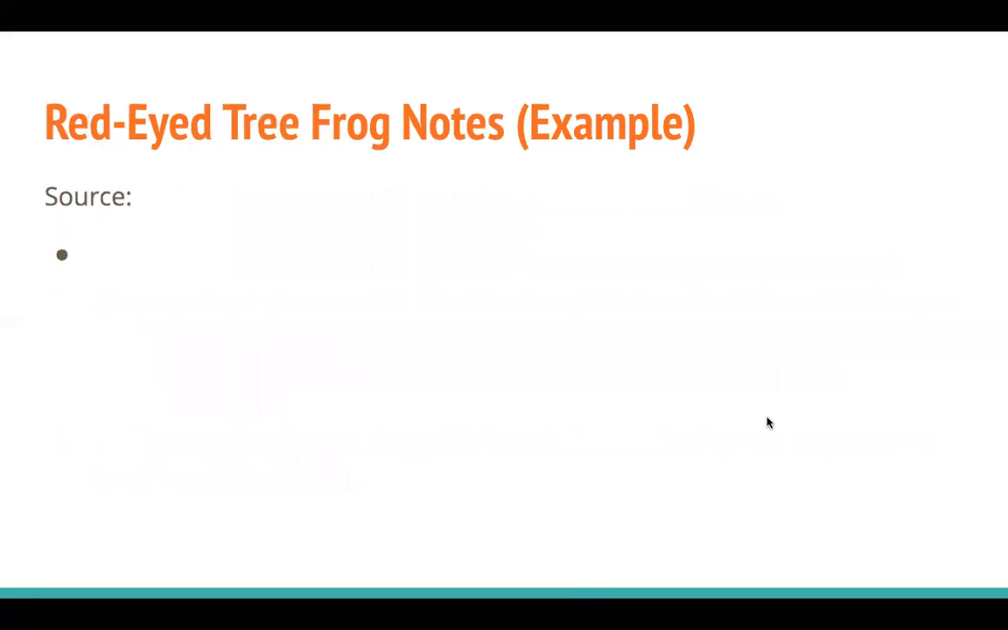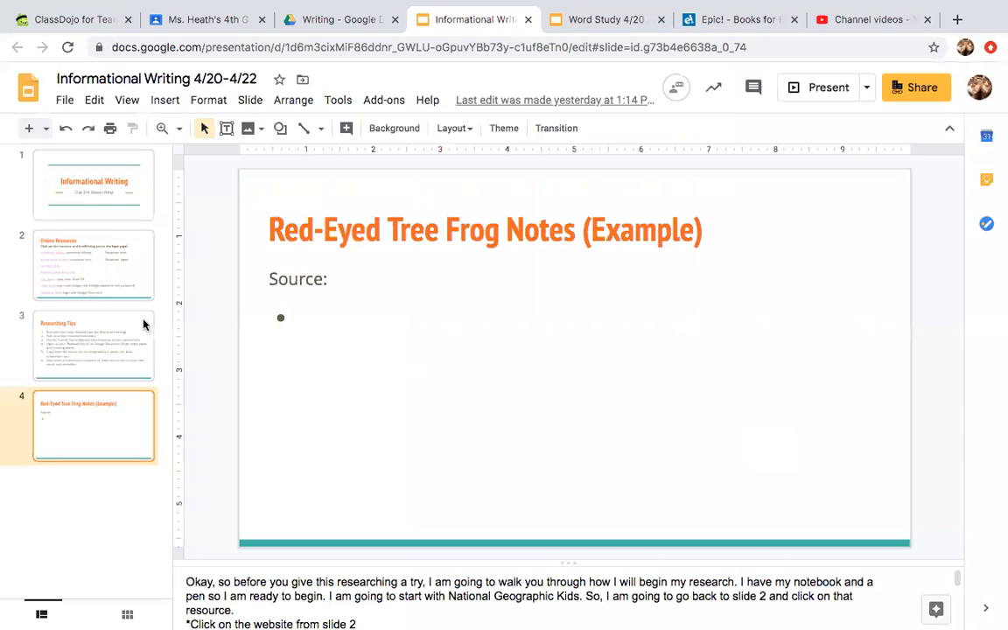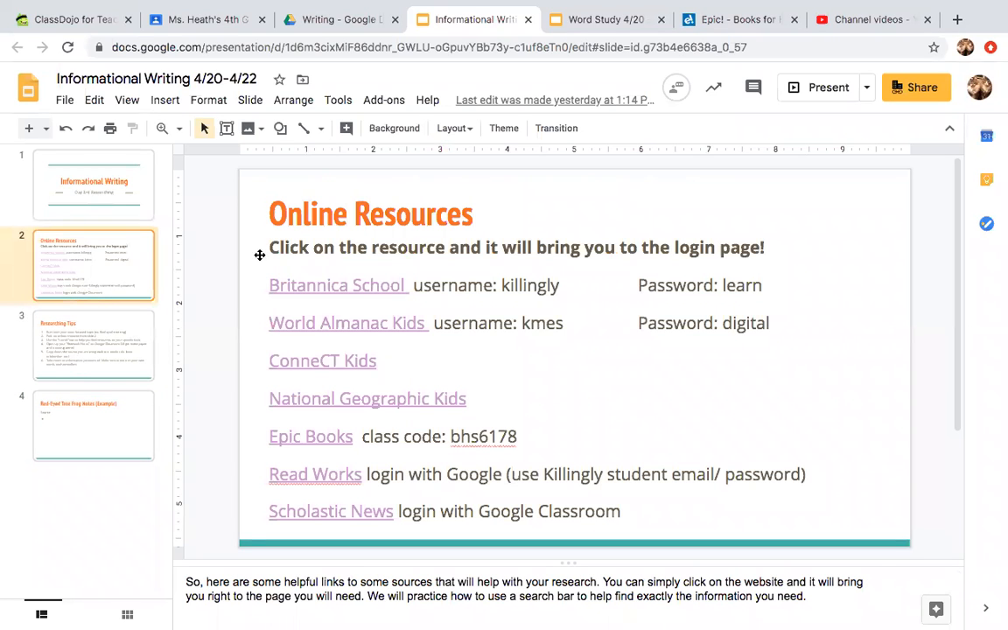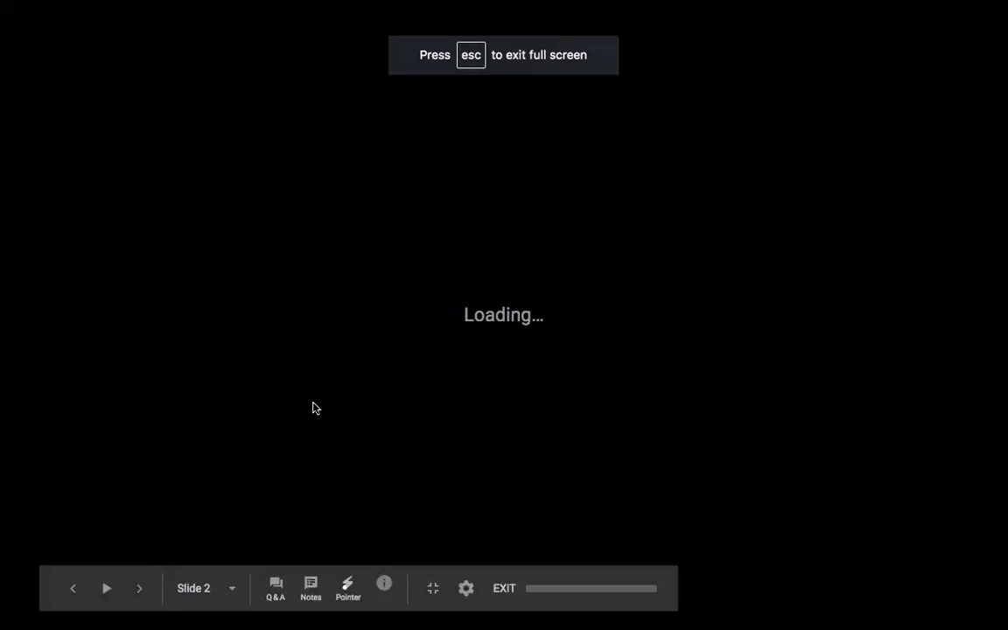Okay, so now before you try doing any research, I'm going to walk you through how I would begin my research. So I have my notebook and pen, so I'm ready to begin. I'm going to start with National Geographic Kids. So I'm going to go back to slide 2 and click on that resource. So let me go back to that slide. And here's National Geographic Kids. I'm going to click on the National Geographic Kids.